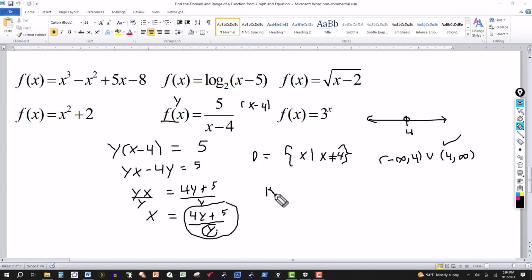So the range is the set of all y such that y cannot be 0. If I write it in interval notation over here, it will look just like this, except instead of a 4 here, I would have a 0 and a 0 over here. In other words, we're excluding the 0 from the range.